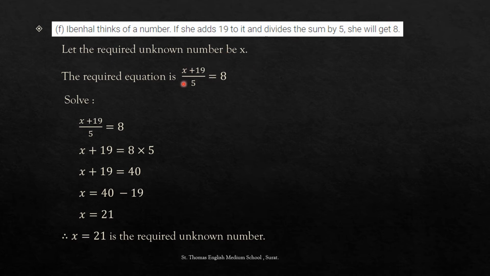Clear, children, how we got this equation? Now write the equation once again. Now this is division. If it goes here, it becomes multiplication. So x plus 19 is equal to 8 multiplied by 5. 8 fives are 40. x plus 19 is equal to 40. This is plus 19. If it goes here, it becomes minus 19. So x is equal to 40 minus 19. You can subtract by yourself. So x is equal to 21.